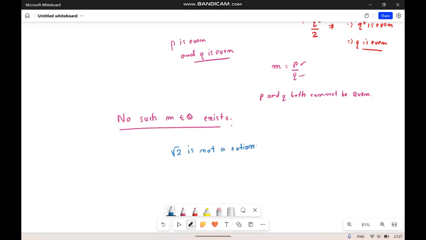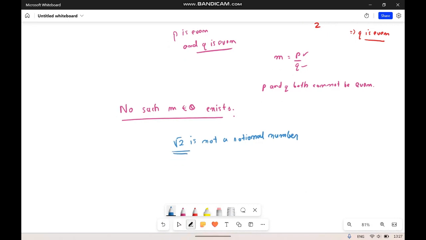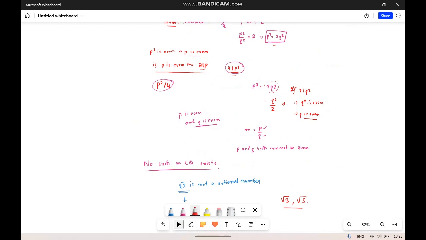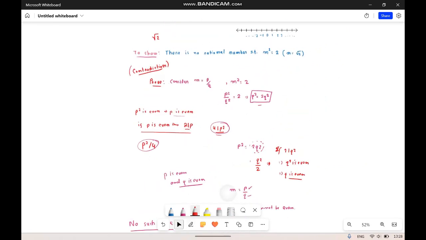So indeed, we found a number that is not in the rational number system. So indeed, there are certain gaps in the rational number system which get filled up by numbers which are not rational. So we call these irrational numbers. You can do a similar thing with root 3, root 5. You can show them, and this goes on. We have an infinite number of irrational numbers. And between any two rational numbers, you can always find an irrational number.